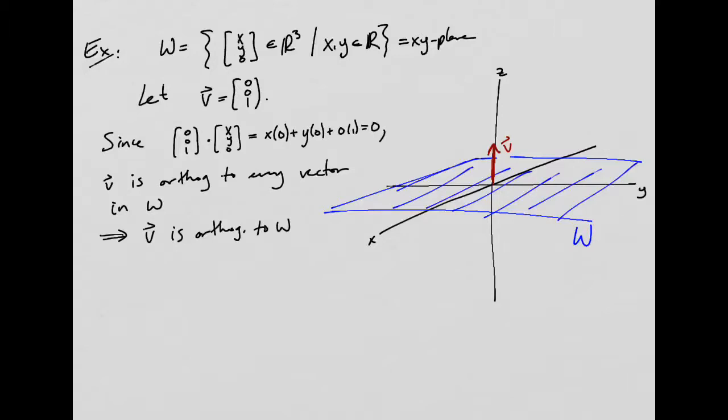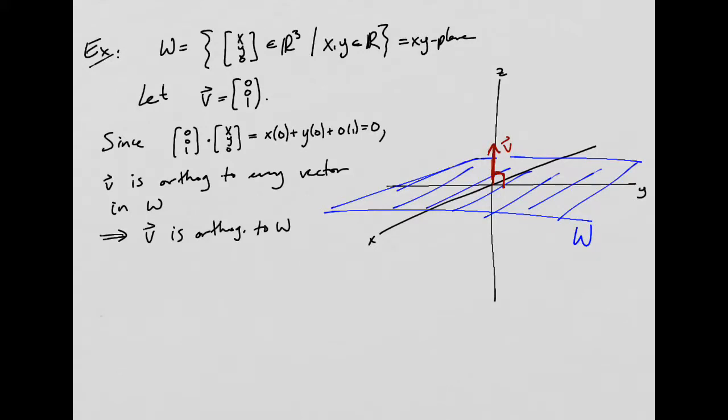And so here I showed it algebraically. We just computed this dot product, but it's really easy to see geometrically. I mean, I have this picture, I have this xy plane. Obviously, if I take this vector that's on the z-axis, this is perpendicular to the xy plane. It's perpendicular to every single vector in the xy plane. That's pretty clear.